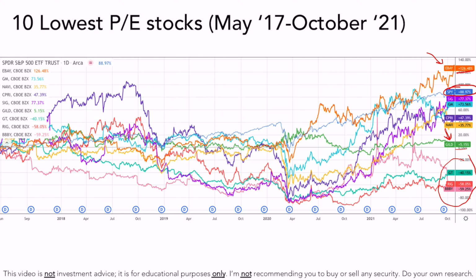Goodyear, Transocean, and Bed Bath & Beyond. Each of those on a price basis was down 40% or more in an environment where the market was up almost 100%.